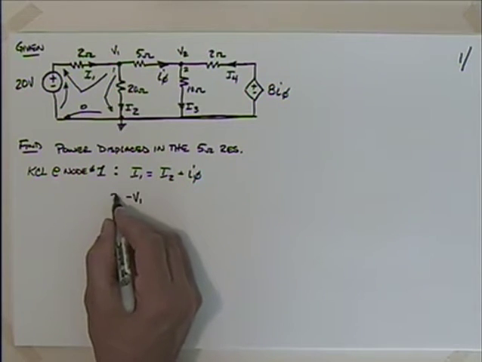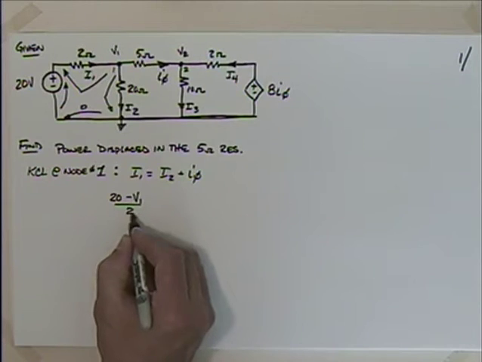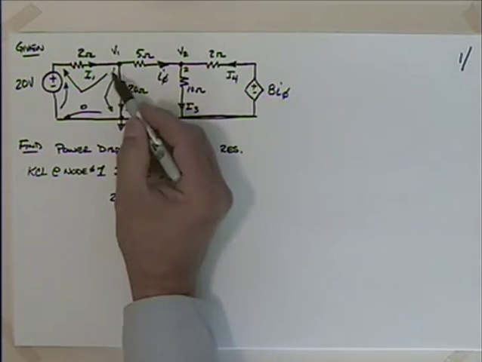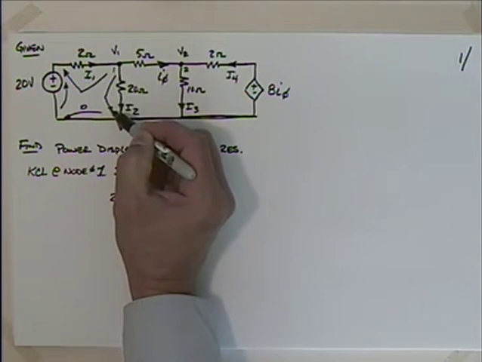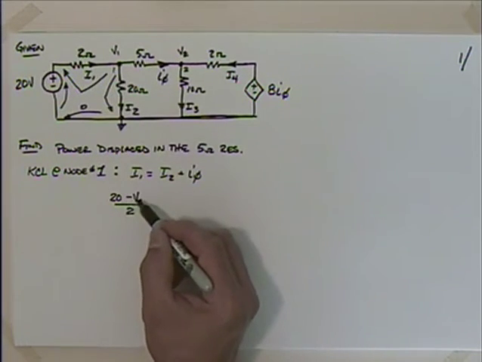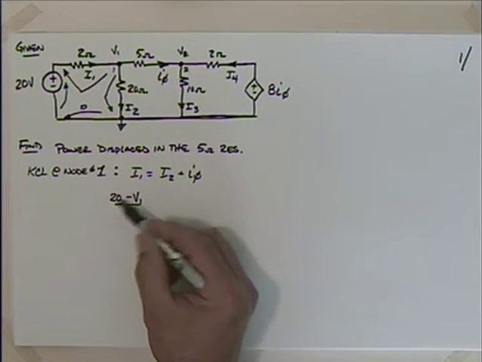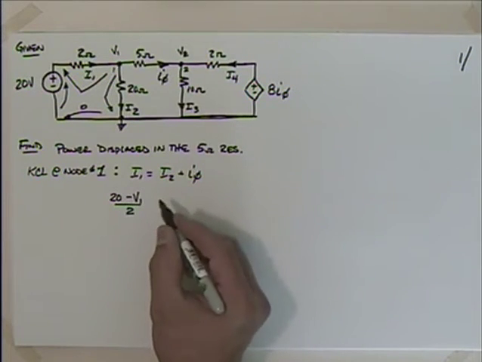20 minus V1 divided by 2. Does that work? Minus V1 plus 0 plus 20. And I've written this as 20 minus V1 just to kind of protect that negative sign. If you put it out front as minus V1 plus 20, you tend to lose that negative sign.